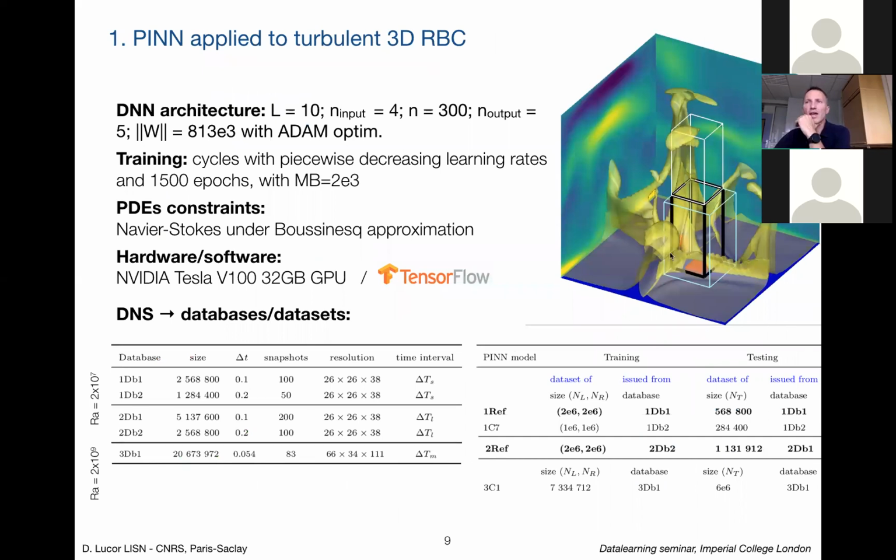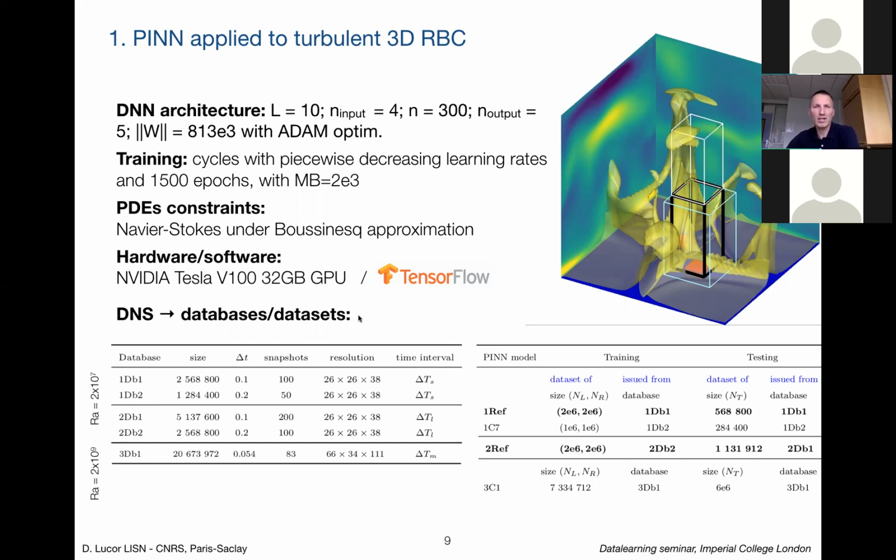So the first case we have here, we construct a PINN architecture. We have 10 layers. Here we are in 3D, so the inputs are space and time. We have 300 neurons per layer, so it's quite a large network. And then we are using the very standard Adam stochastic gradient descent algorithm, and we have some tuning of hyperparameters. We're doing this with TensorFlow. So basically, there is nothing special about that. But then it's a little bit more important how you actually collect your data and how you construct your database.